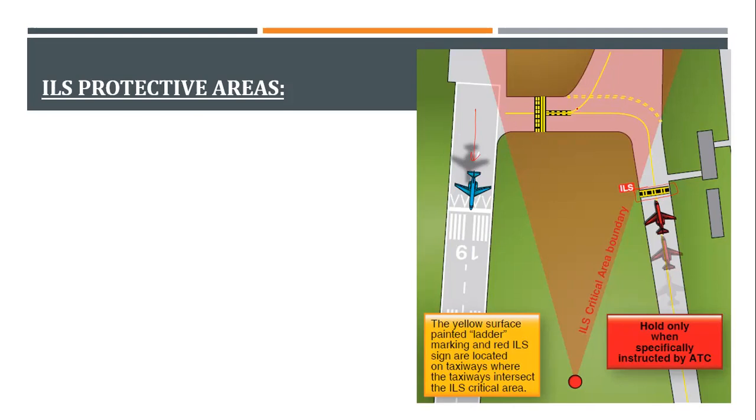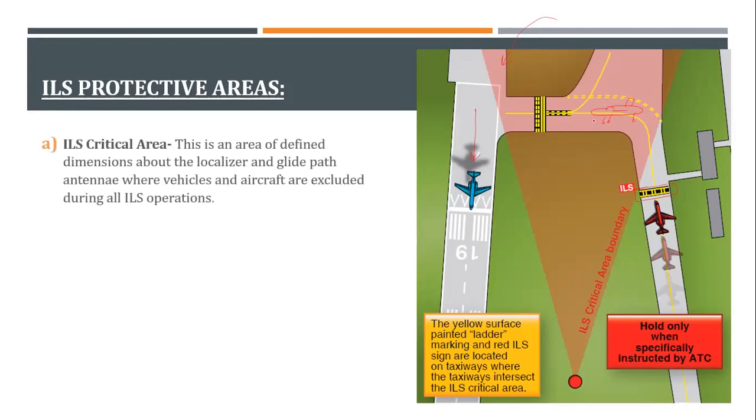Because if an aircraft was, suppose, standing here, what will happen to the signals? Because the aircraft also has some signals, there must be some inaccuracy or errors to the aircraft which are coming for landing. So this area is known as the critical area. Even the movement of the aircraft is banned. There is an area of defined dimensions about the localizer where vehicles and aircraft are excluded during ILS operations.